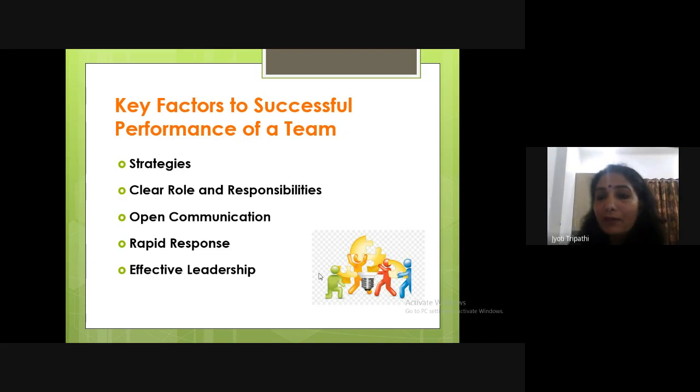Their creativity, their innovation would stop at one point of time. So we need to keep in mind, be aware, and be very clear that their issues must be addressed. And effective leadership: an effective leader may lead the team and take the entire team to the next level. If there is an ineffective leader, everything will drop down and collapse very soon. So these are certain key factors we need to know for the successful performance of a team.